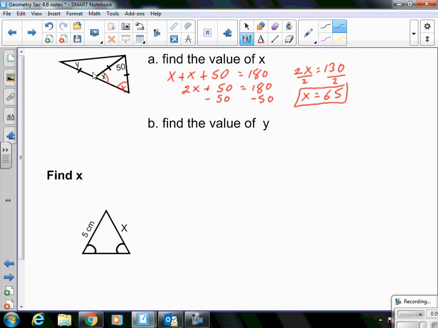It's got two congruent sides, so we know the two base angles are going to be congruent, which means the other angle over here will be the same as y. But we don't have a number inside here. But since we've solved for x, we know that that angle right there is 65 degrees.